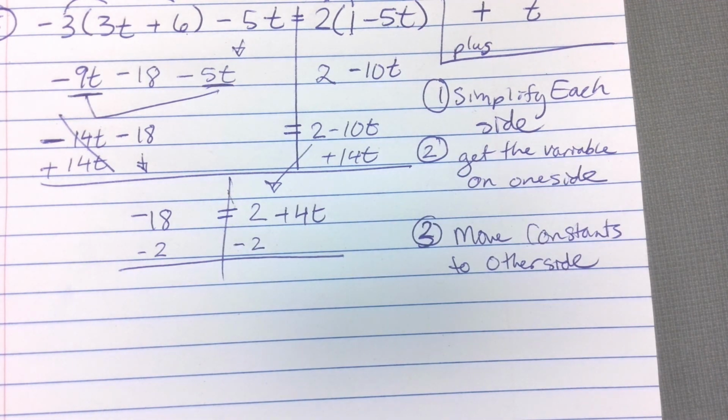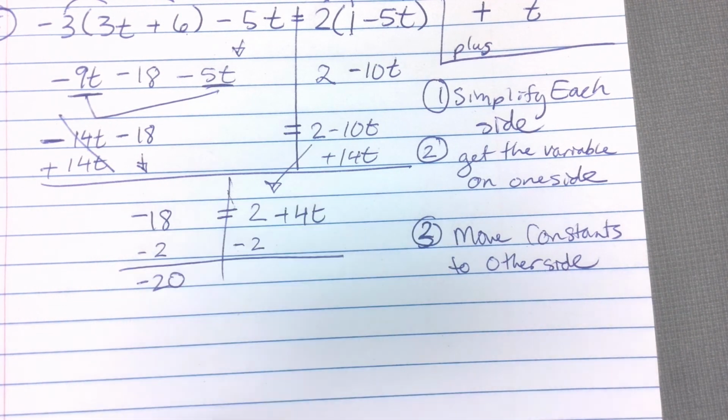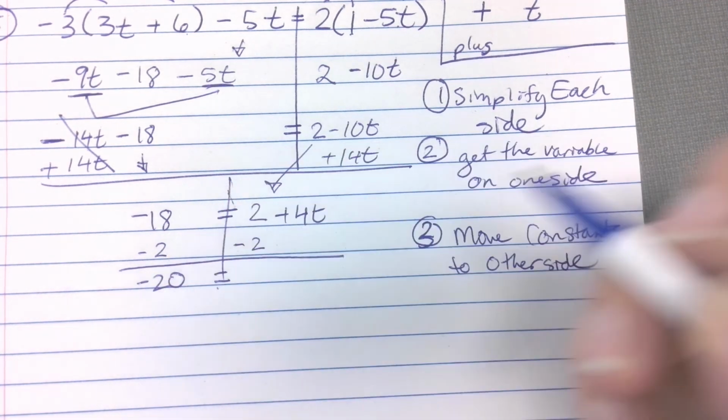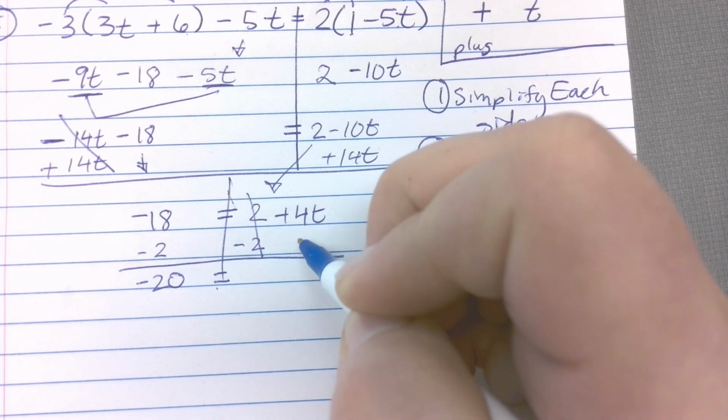What's negative 18 take away 2 make? Negative 20. What's 2 take away 2? 0. What do I do with that 4t? Bring it down. Good.